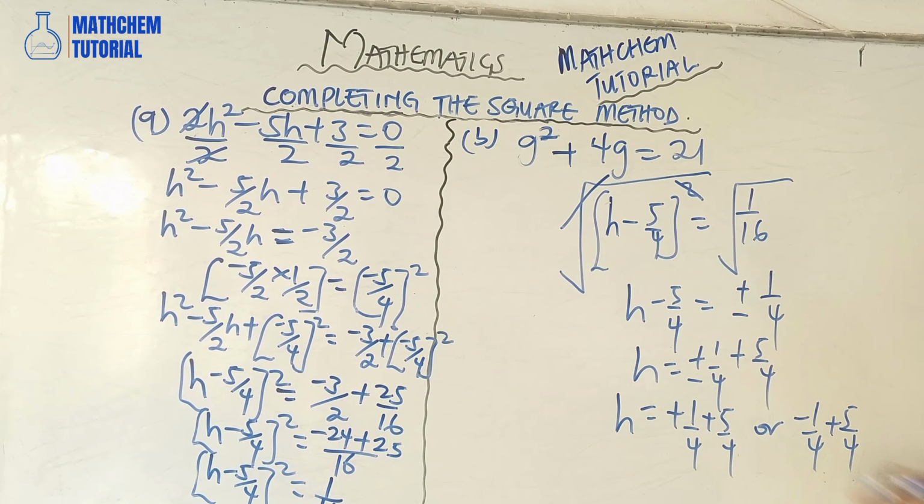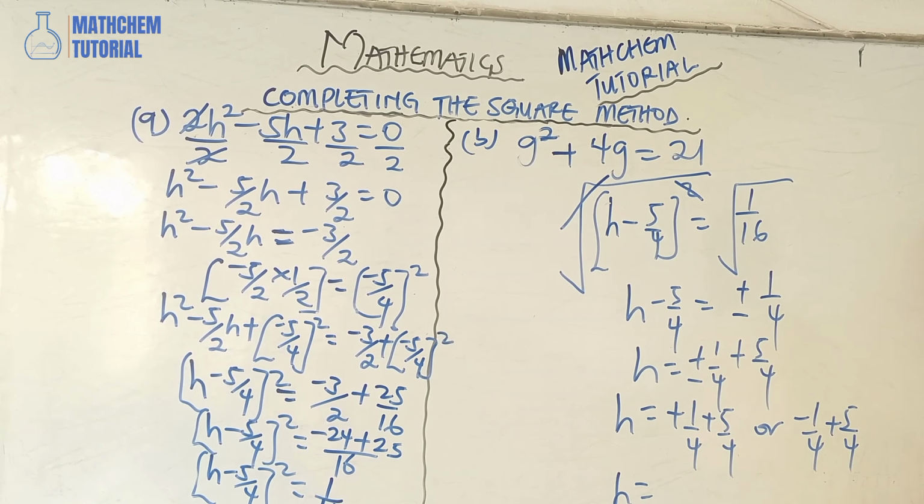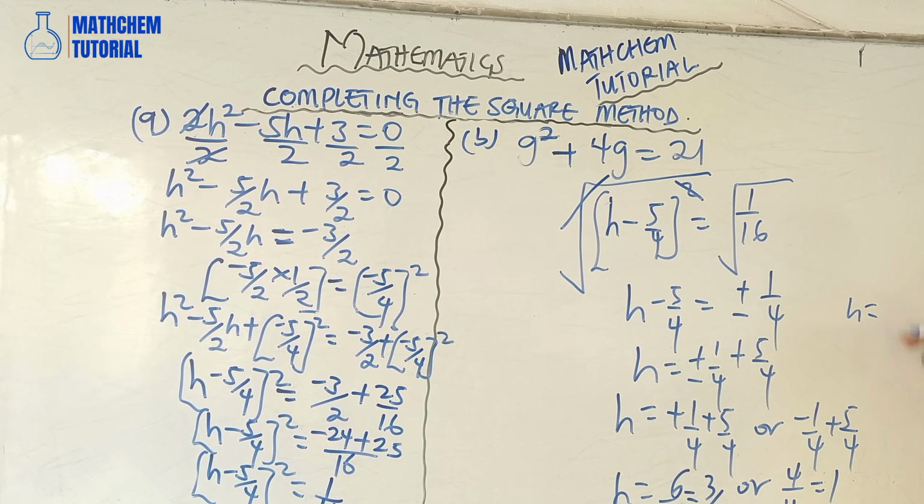So if I should solve this expression now, definitely I'll have it as h equals, now solving this basic fraction is going to be 6 over 4, or, and this one is going to be what? 4 over 4. So 6 over 4 can be reduced to what? 3 over 2, or what? Or 1. So our h is still the same thing as 3 over 2 or 1.